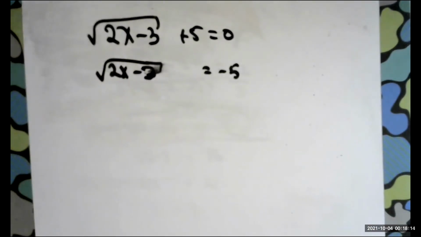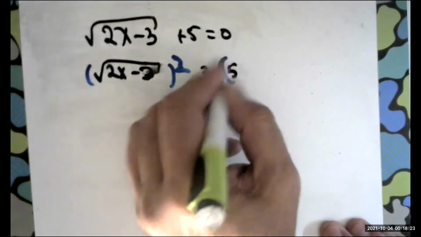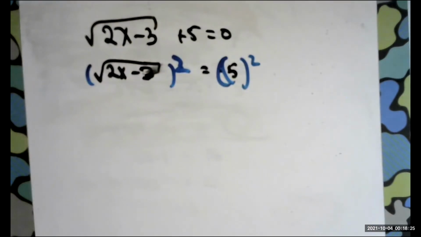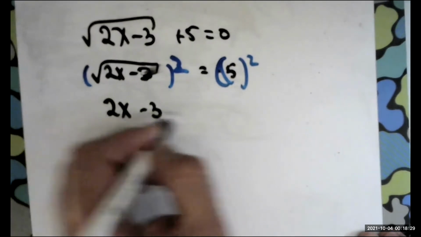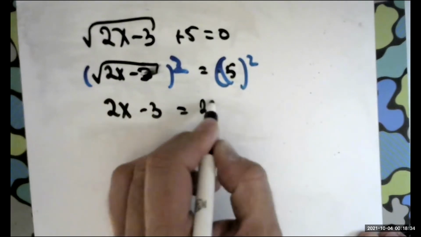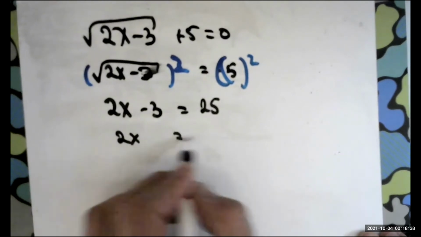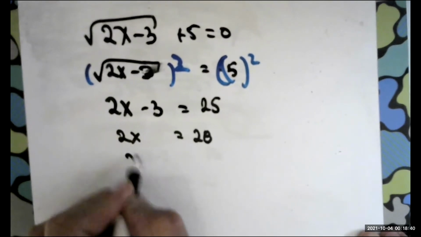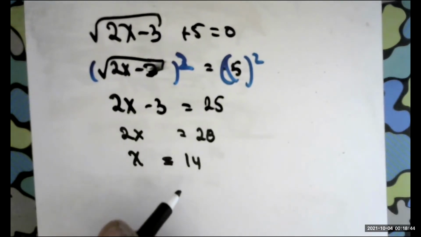Let's say that we don't see it and we want to continue, just to make sure. I can square to the left, and I can square to the right, and I have 2x minus 3 equals, this was negative 5, negative 5 times negative 5, 25. We may add 3, 2x equals 28. We may divide by 2, so x equals 14. We will be happy because we got an answer.